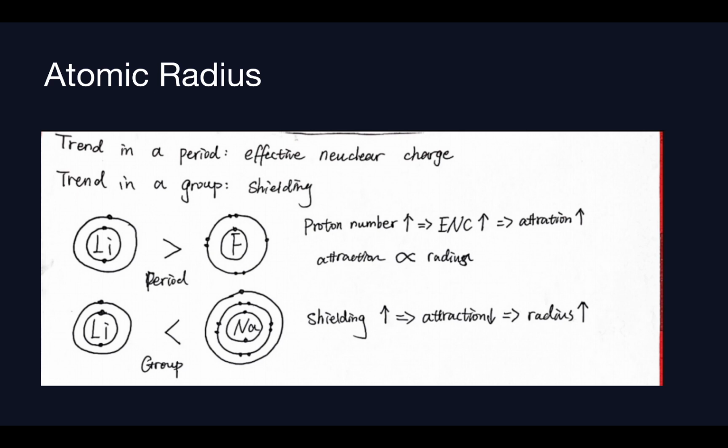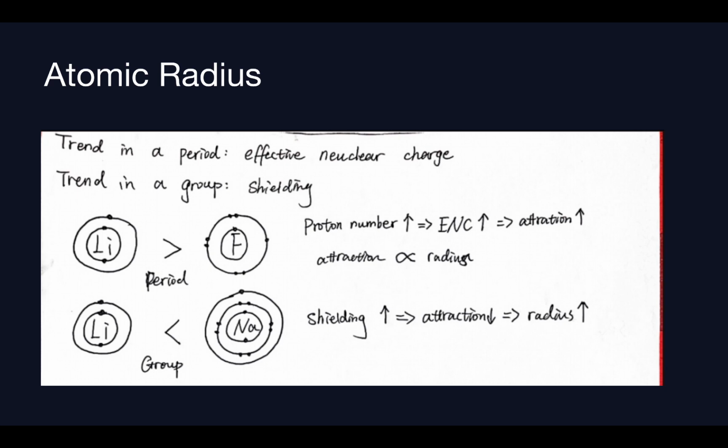So inside a period of a periodic table, the difference between different elements is the effective nuclear charge. The higher the effective nuclear charge is, the higher the attraction from the nucleus to the electrons is. So let's take lithium and fluorine as an example first. By comparing these two elements, lithium has the bigger atomic radius.